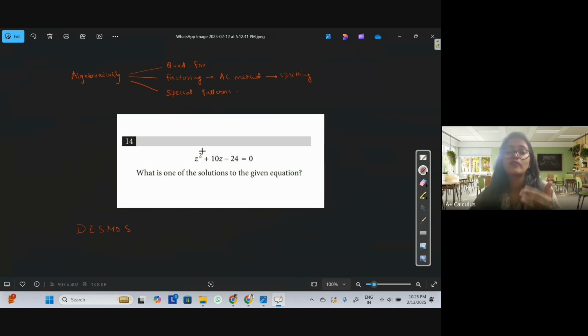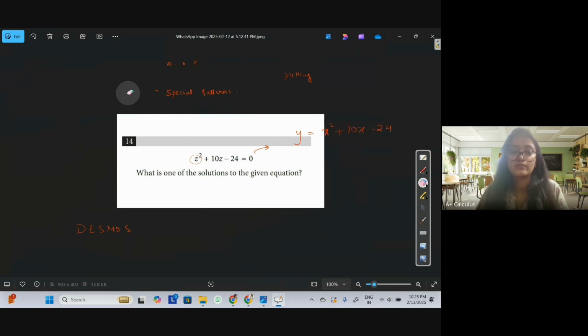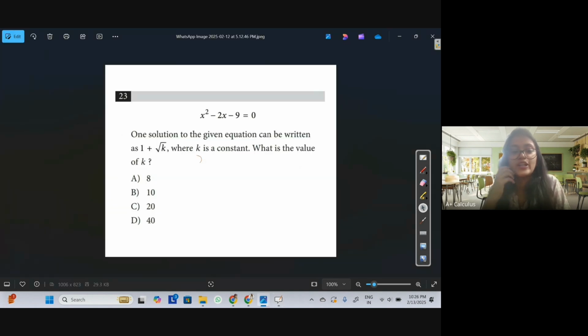Okay, and if not algebraically, then you can always use DESMOS to solve any quadratic equation. All you have to do is plot the equation on DESMOS. Now, don't type this equation as it is because DESMOS won't understand what z is, right? You have to type y is equal to x squared plus 10x minus 24 on DESMOS. Then you just have to see at which point or points the parabola is touching or intersecting the x-axis. Similarly, you can do this question here.